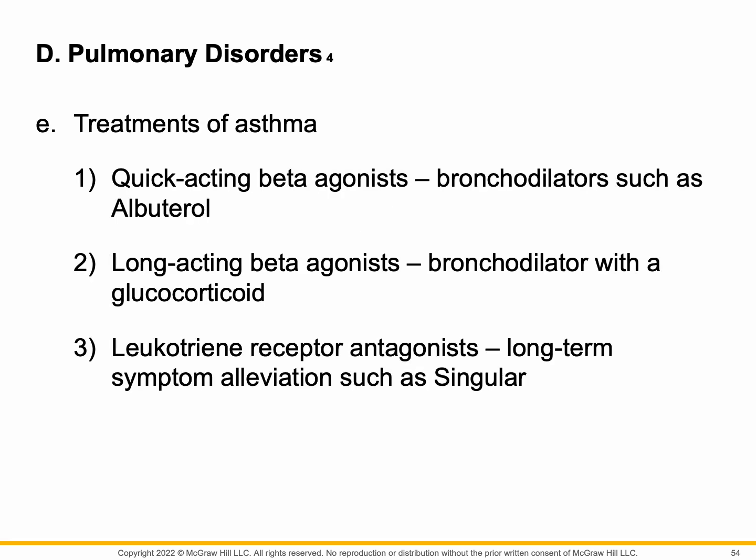Treatment for asthma may focus on both controlling asthma or managing the allergies. There's quick-acting beta agonists. These are bronchodilators such as albuterol. There's also long-acting beta agonists such as bronchodilators with glucocorticoids, as well as leukotriene receptor antagonists. These are long-term symptom alleviation effects such as Singulair.